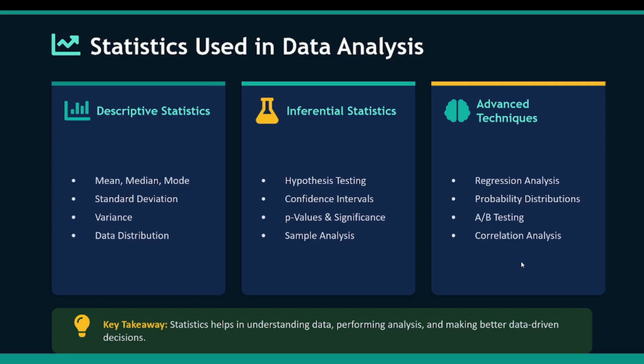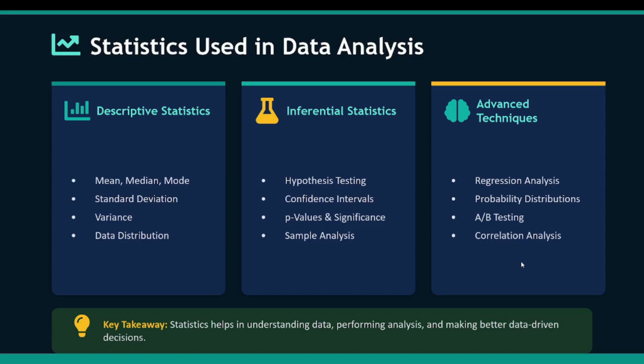Statistics used in data analysis. Statistics in data analysis and model building can be broadly categorized into three levels: descriptive statistics, inferential statistics, and advanced statistical techniques. Each plays a distinct and important role in the data science workflow. The first category is descriptive statistics. As the name suggests, descriptive statistics is all about describing and summarizing your data so that you can understand its basic structure before doing any complex analysis.